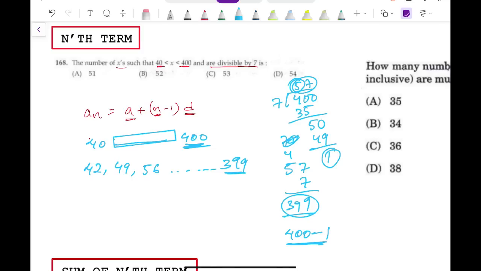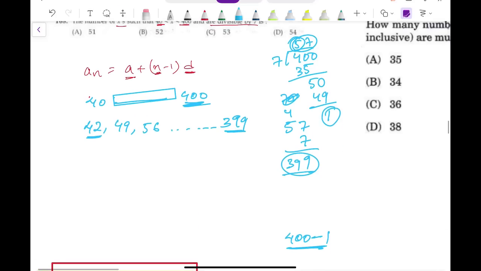And the smallest number is 42. Now I'll tell you what is the common difference, what is a and what is an. A simply means the first term, which is 42. Common difference simply means the difference between every term is the same. There will be plus 7, plus 7, since it's a multiple of 7, so the common difference d is 7. And an is given as 399, because the last number we call an.